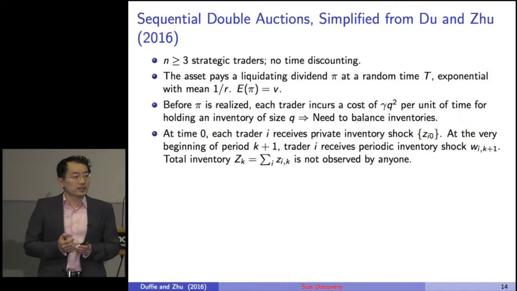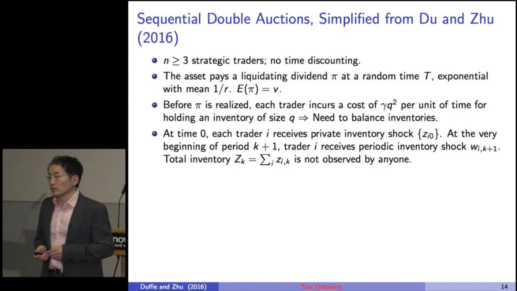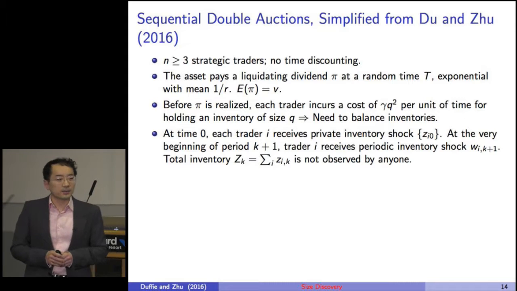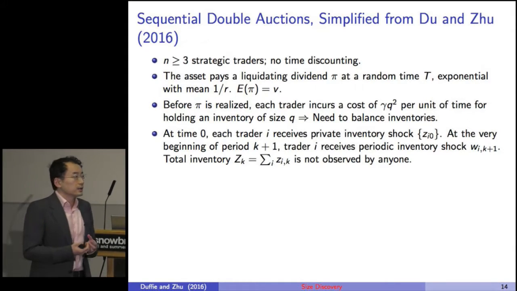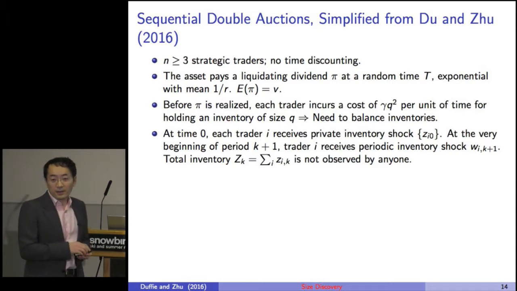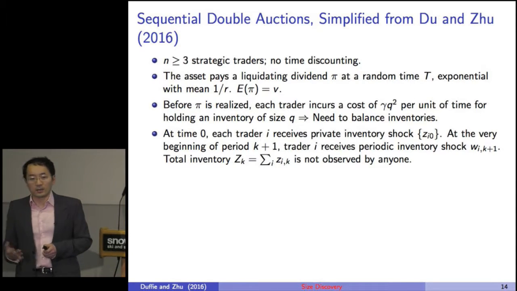The sequential batch auction model is based on my earlier work with Du. It's a very simple one. Imagine that each one of us in the room is a strategic trader. There are n of them. The key point is that n is finite, right? That's the only thing that's needed. And we all care about price impact.